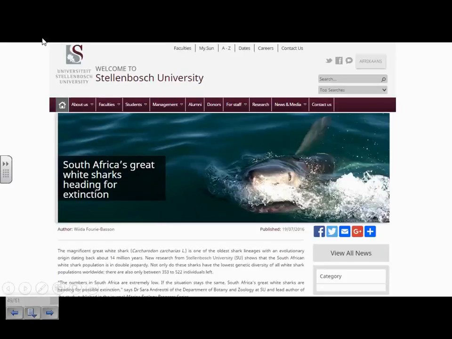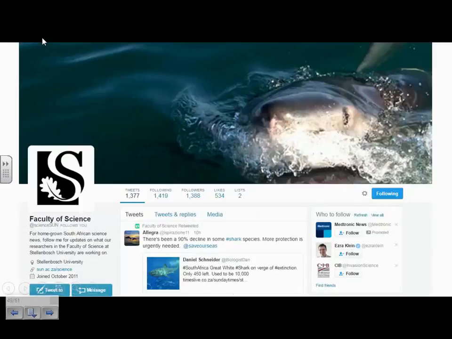Professor Dr. Sarah Andriachi here at Stellenbosch University worked very closely with Vida Basson, who is the media officer. She said to me afterwards she could never have done it on her own. She needed to work with a person who knows the media, knows how to do it. They had a press release, they had a very active campaign on Twitter.